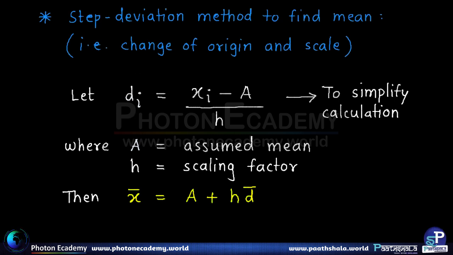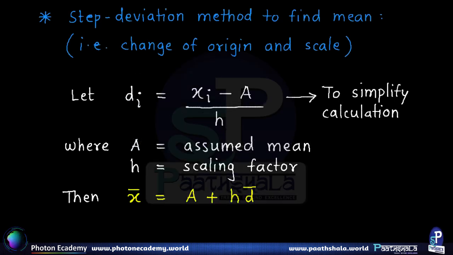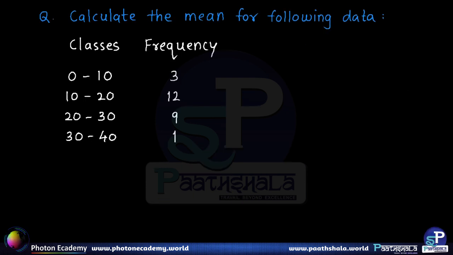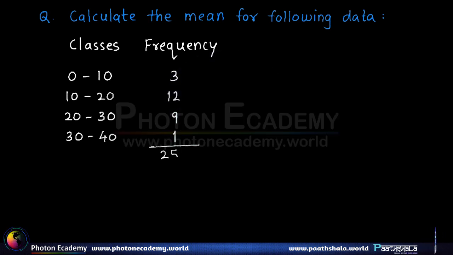Let us solve one example so that this method will be clear. We took up the same example that we did earlier to calculate the mean, but now we will do it by the step deviation method. So we have the classes and the frequency. We have seen that the sum of the frequencies was 25. Now we need the class mark, that is xi, and the class marks are 5, 15, 25 and 35.